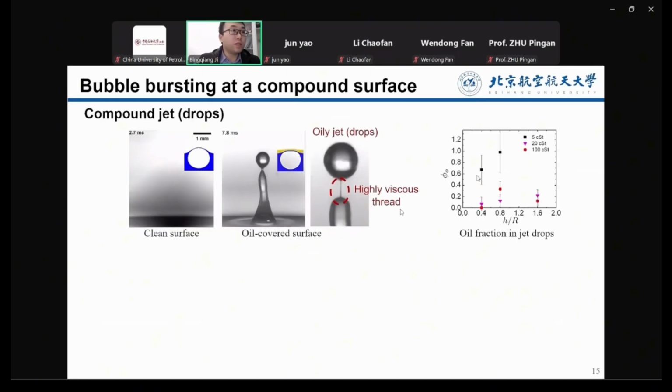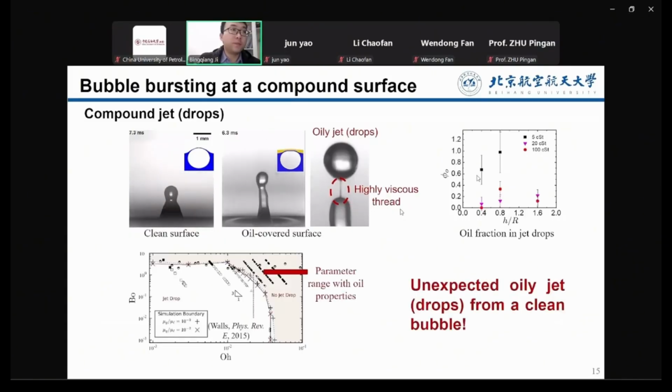So we found that even with a highly viscous oil layer, jet drops are still generated. But different from the bubble bursting at a clean surface, we observed a liquid thread after the jet breakup. This is a typical feature of the highly viscous liquid pinch-off. This indicates that the jet droplets are covered or coated with oil. We confirmed it by collecting the jet drops with a glass slide.